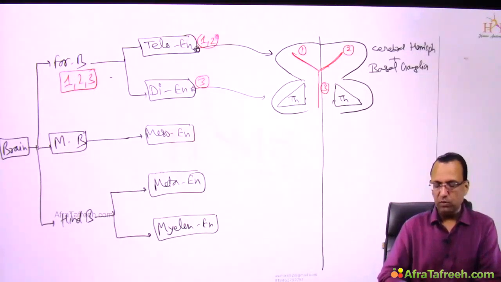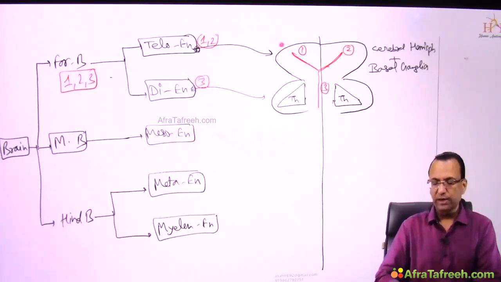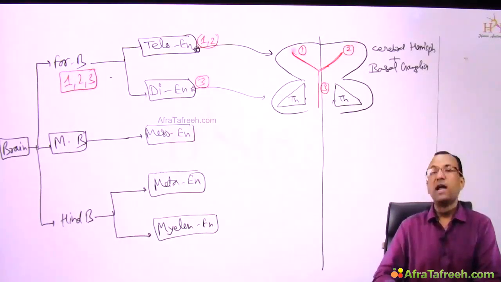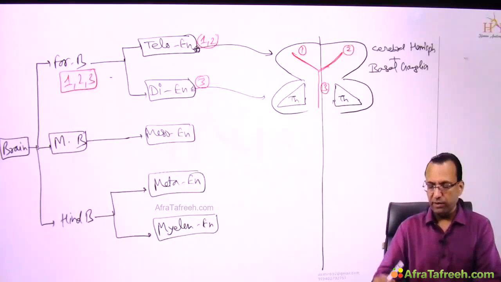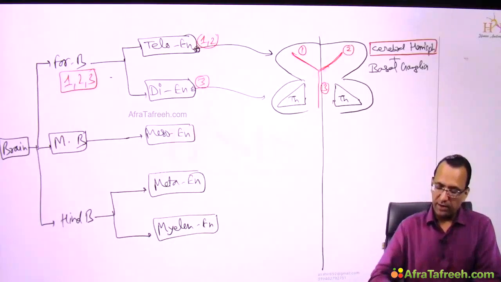Ventricle 1 and 2 belong to the telencephalon. Ventricle 3 is the ventricle of the diencephalon. Ventricle 1 and 2 are going lateral. One is going to the right side, 2 is going to the left side. They are going laterally, so they are also called lateral ventricles. Lateral ventricles are the ventricles of the cerebral hemisphere and basal ganglia.